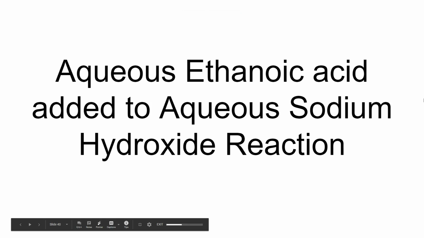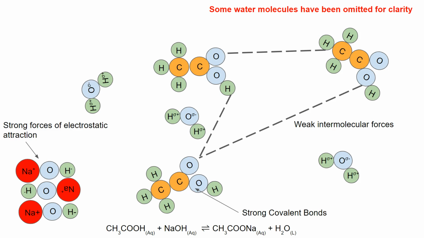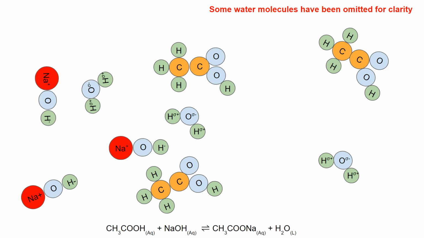Next, we will be looking at the reaction of aqueous ethanoic acid when added to aqueous sodium hydroxide. Ethanoic acid molecules have weak intermolecular forces of attraction between discrete molecules and strong covalent bonds which are electrostatic in nature between atoms, whereas sodium hydroxide has strong electrostatic forces of attraction between the Na+ and OH- ions. This is a neutralization reaction between an acid and a base, forming only salt and water.